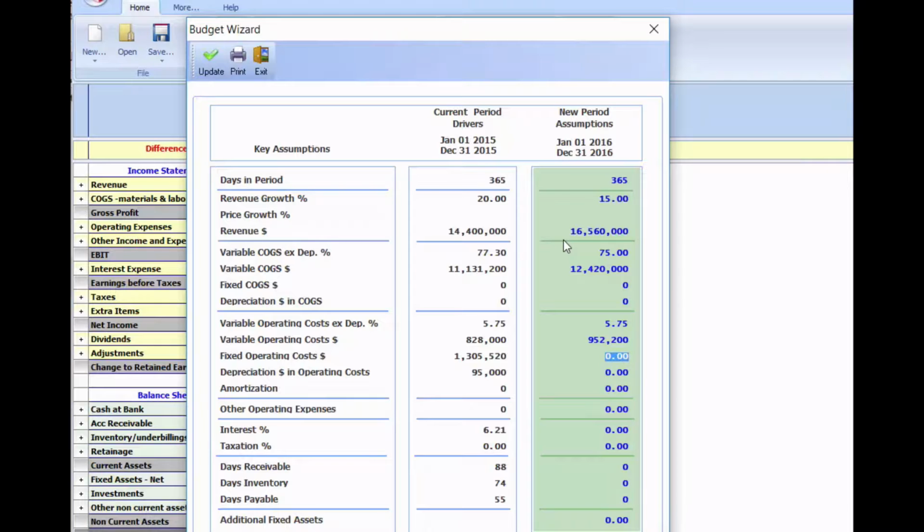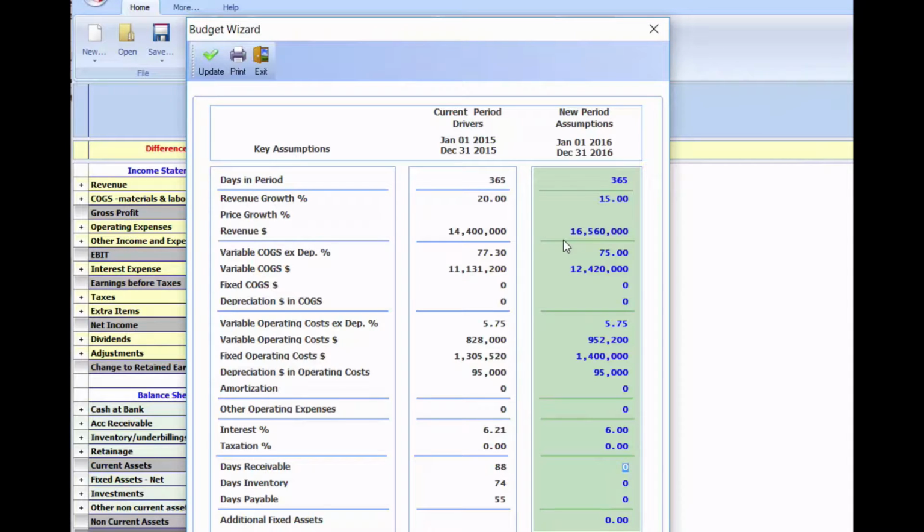Our fixed operating costs were about $1.3 million, and we're going to have maybe another salesperson or whatever the new cost structure is going to be. Let's call it $1.4 million for the year. Our depreciation is going to remain pretty much consistent at $95,000, and our average cost of interest will remain at 6%.